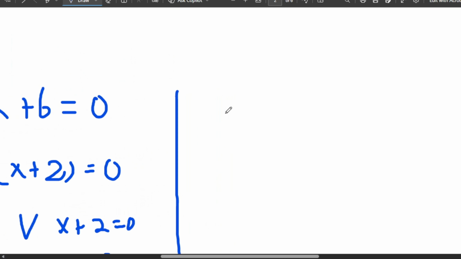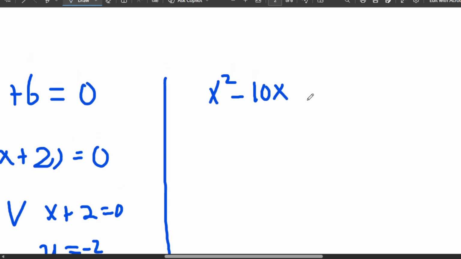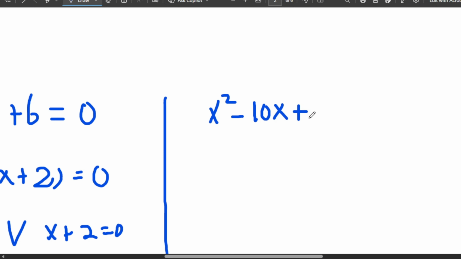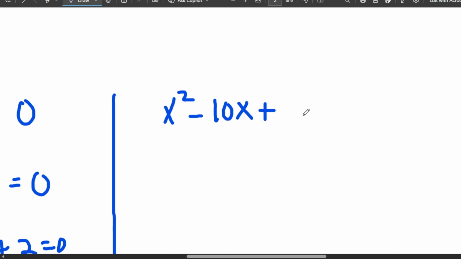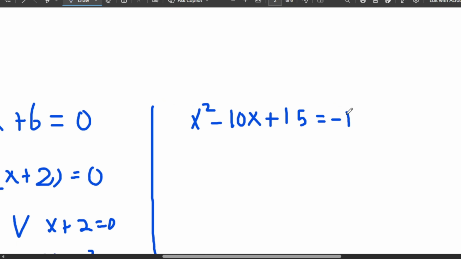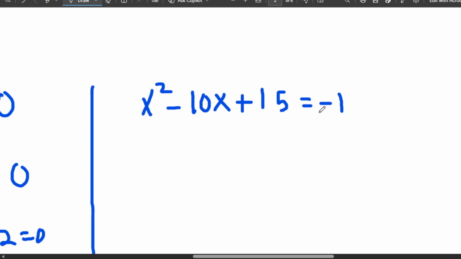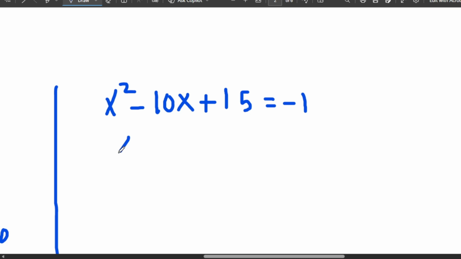Another example would be, let's say, x squared minus 10x plus 16 equals, let's say, negative 1. So if we have it in this form, we must put everything on the left side or the right side, according to what you are comfortable with. If we put it on the left side, the 1 will be positive 1, so x squared minus 10x plus 16.